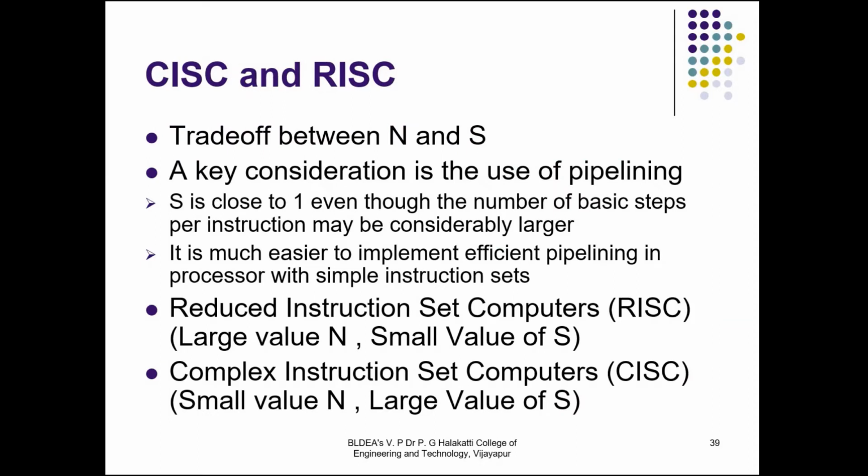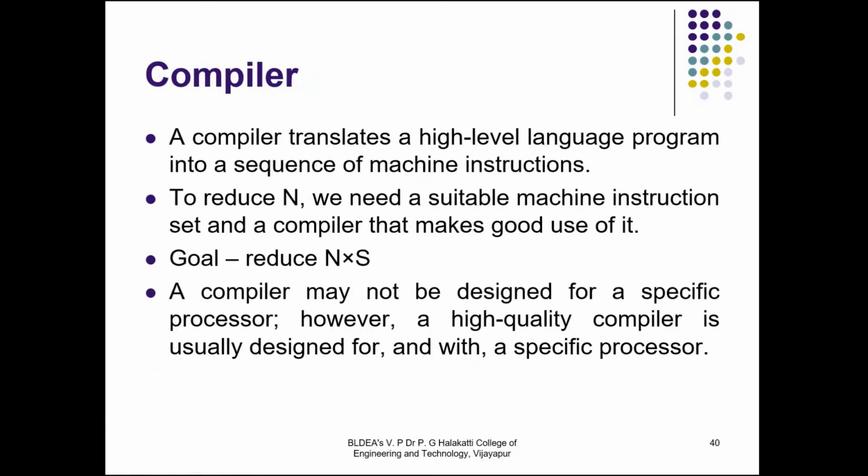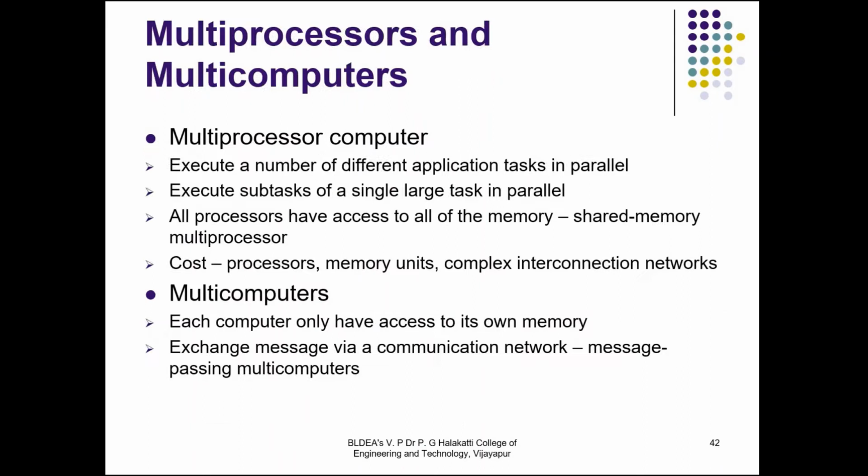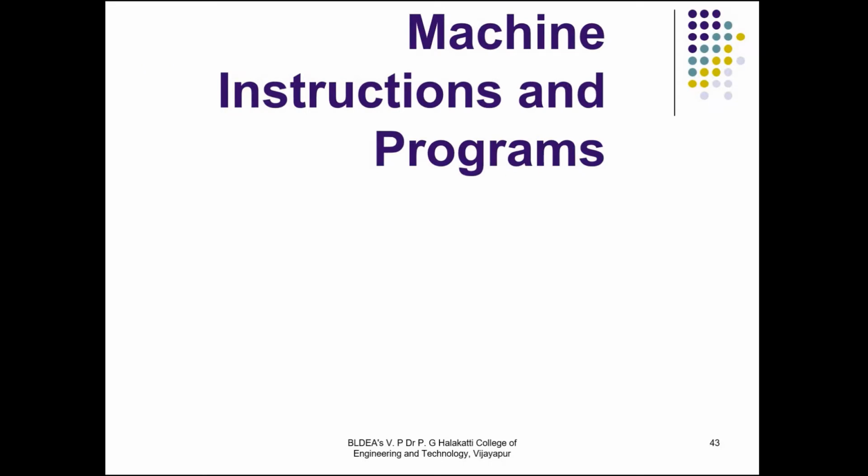In the last class we have seen what CISC and RISC computers are, and we have gone through how we can improve the values of N and S using compilers, the performance equation, that is speculating. We have seen multiprocessors and multi-computers. So today we are going to study the machine instruction and program chapters.